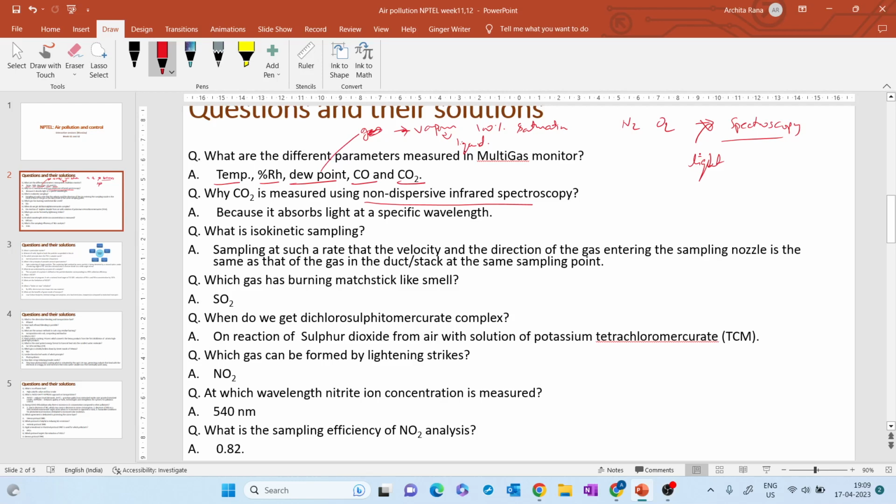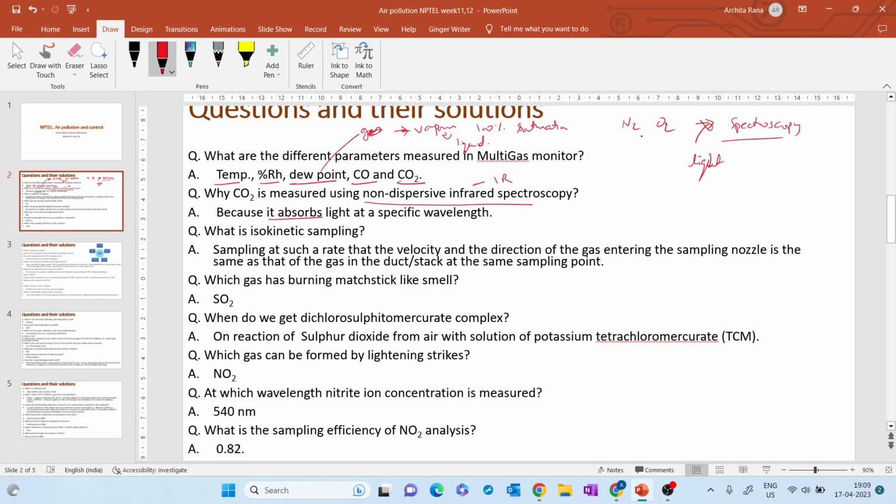Now the thing is that CO2, unlike other gases in the atmosphere such as N2 and O2, can be measured by this non-dispersive infrared spectroscopy. It's an instrument which works on the principle of IR, where you put IR light on the gas, and depending on how the gas behaves, you measure what type of gas it is. The reason CO2 can be measured is because it has a property of absorbing.